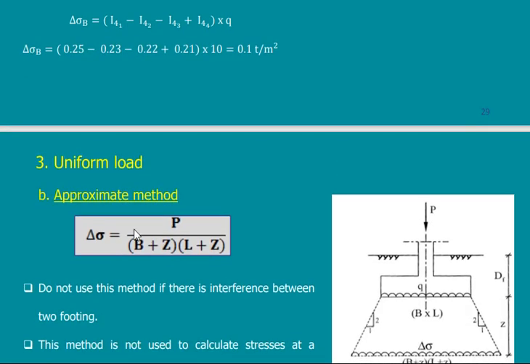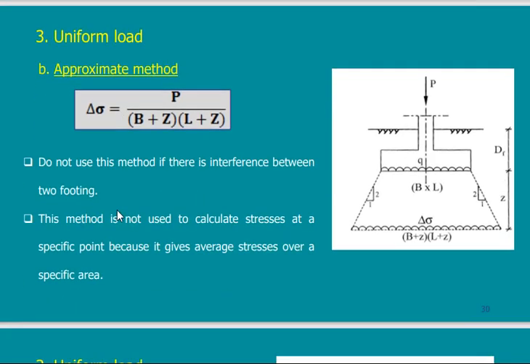Then we said that there is an approximate method. This approximate method does not calculate the stress at a point. It calculates the stress below the footing at an area. So from the name, giving it as an area, it's an approximation, because in any area the stress will differ from one point to the other. So what is the value given here? It's just an approximate value.